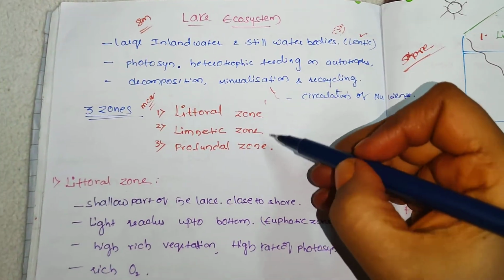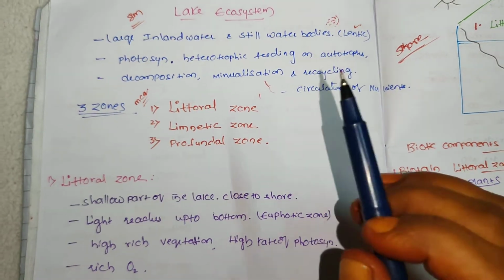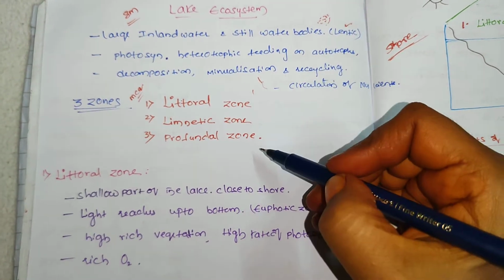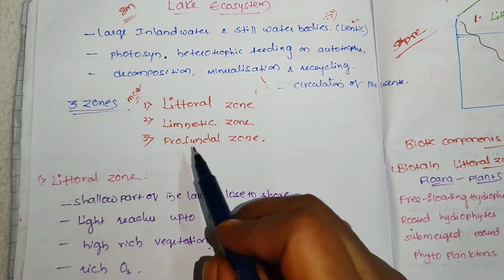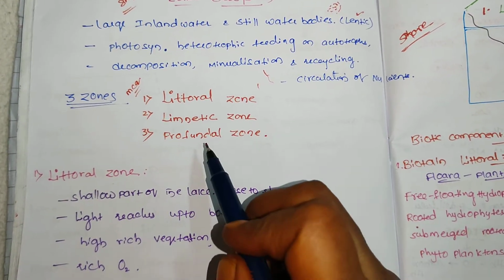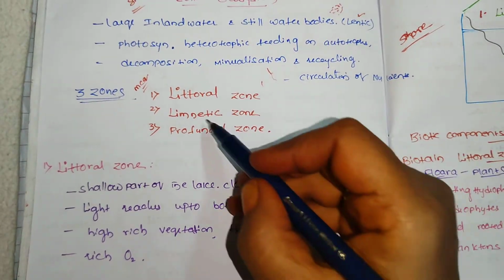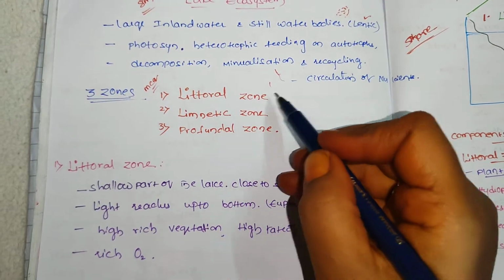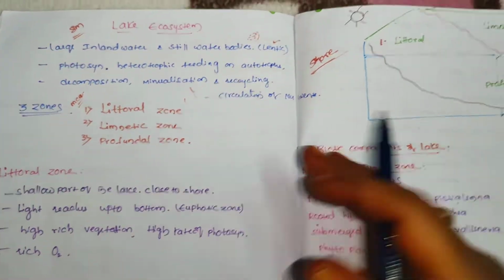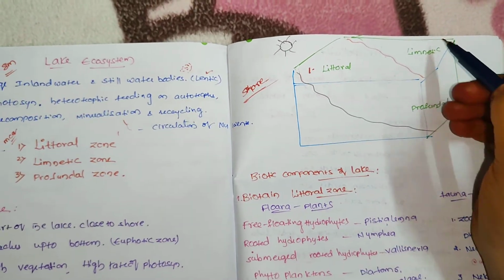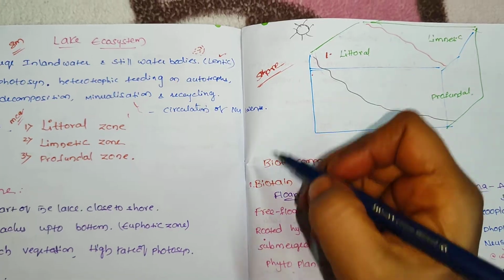The sequence of zones is also very important in the MCQs of NEET and MSET. You have to remember the sequence from upper to lower, and lower to upper. That is the littoral zone, limnetic zone, profundal zone. First littoral, then limnetic, then profundal. So you have to remember it in sequence. For example, this is taken as a lake. This is the shore. Shore means the edge of the lake.